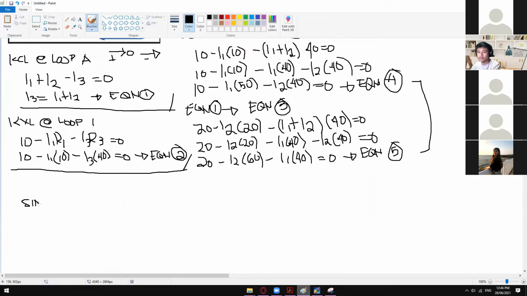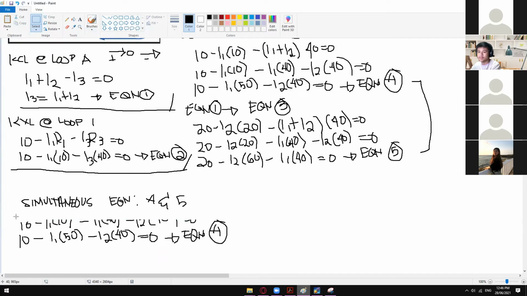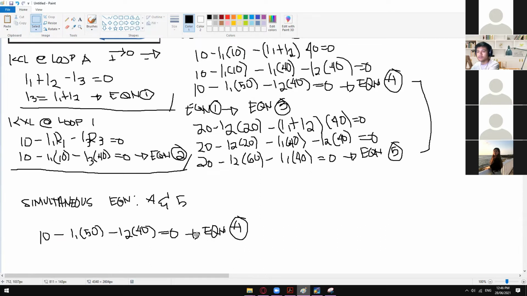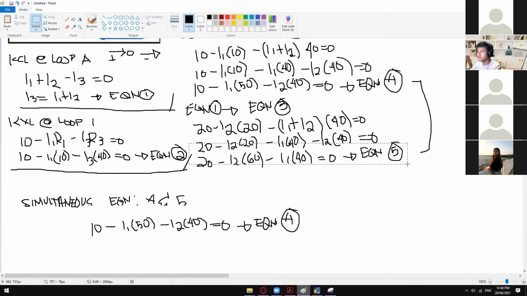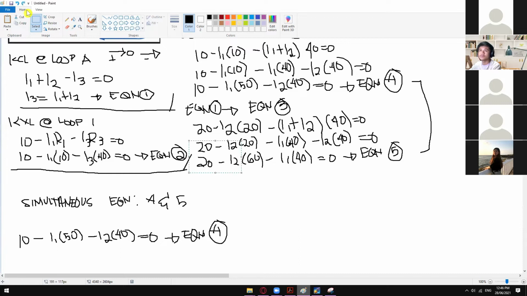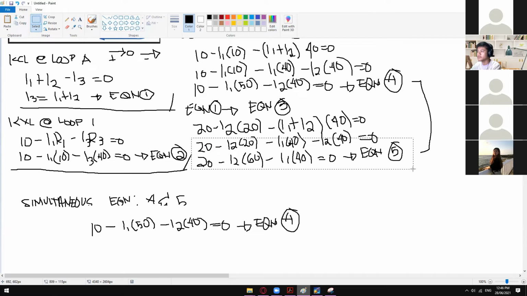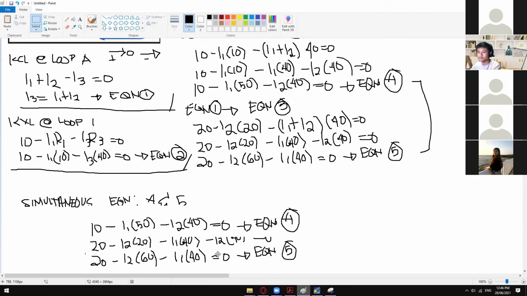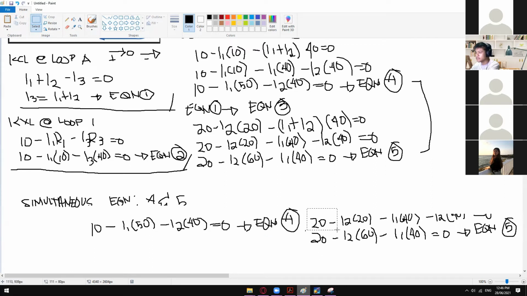Okay, so the one that we're going to use right here is called the simultaneous equation process. Okay. So from here, we're going to get the 4 and 5. So what we can do is I will just copy this one and paste it right here. Let me just remove those unnecessary texts. So we now have this equation number 4. And then I will also get this equation number 5. Let me just remove the unnecessary text. There you go.